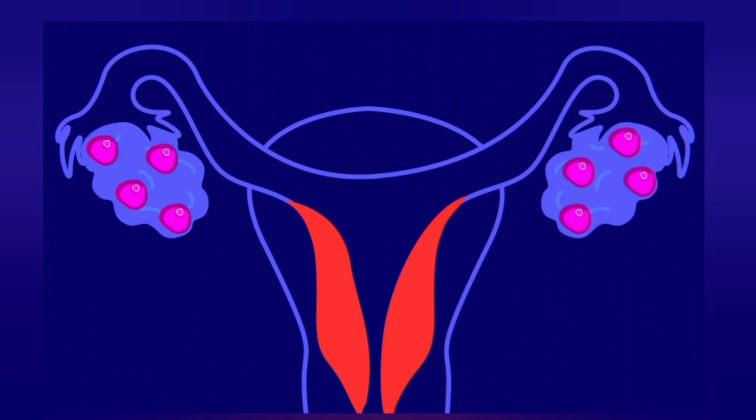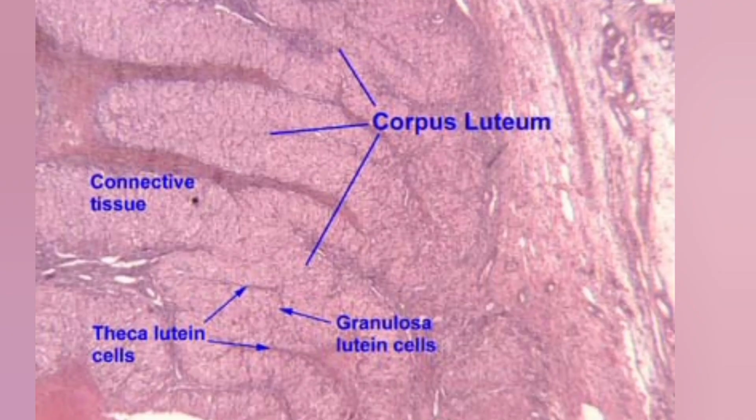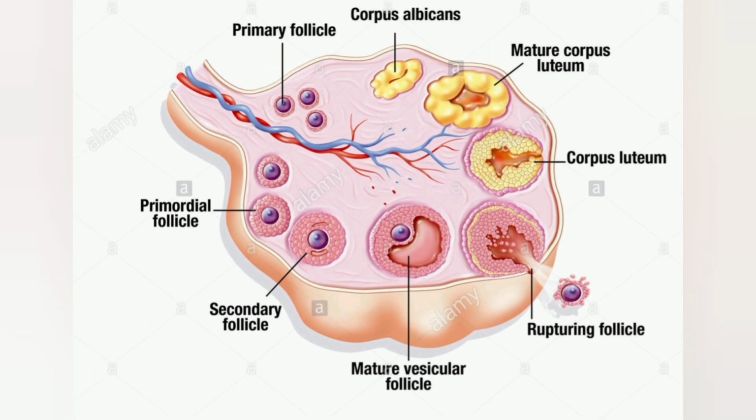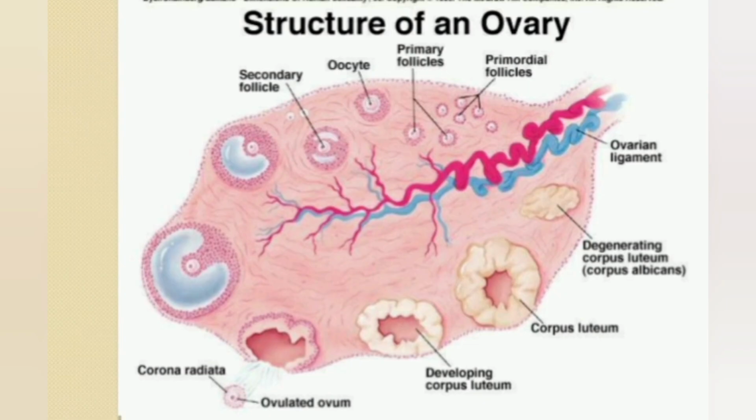Ovaries have dual function. One is they produce the female sex cell or ova. Second is they secrete the sex hormones of the female that are the estrogen and the progesterone. The estrogen is produced by the granulosa cells of the ovarian follicle, and the progesterone is secreted by the corpus luteum and helps in the maintenance of the pregnancy.